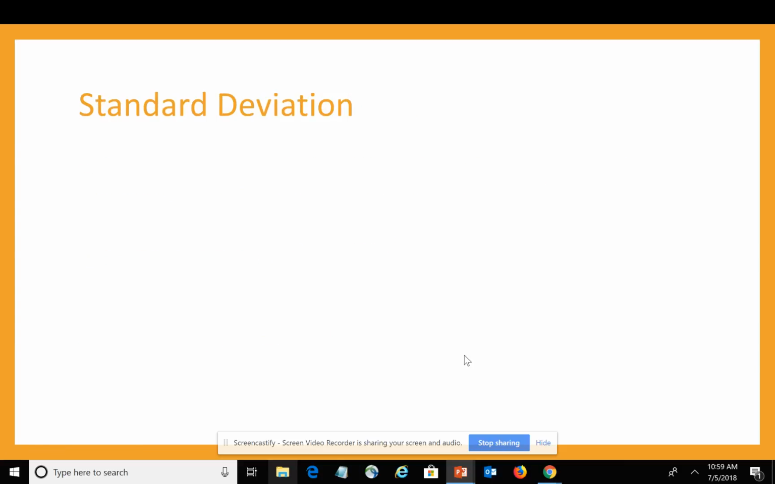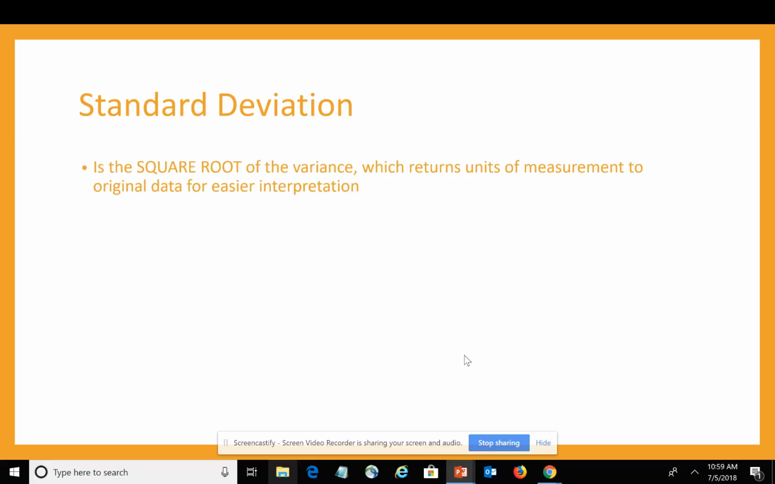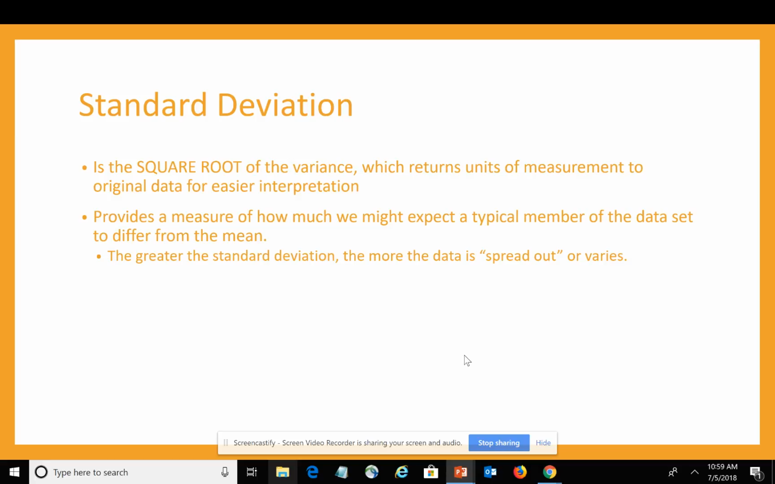Third is the standard deviation. The standard deviation is simply the square root of the variance. So we take that variance and take the square root, and the benefit of that is that it returns your units of measure to the original data. So now we can talk about just straight shoe size or dollars or years. And again, that makes it easy for us to interpret because we're used to dealing with those things.